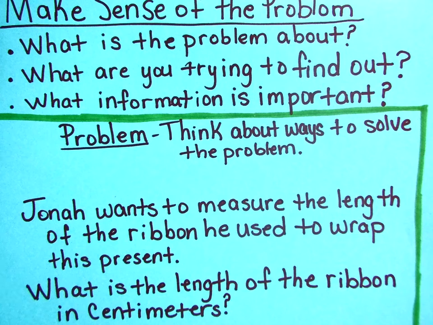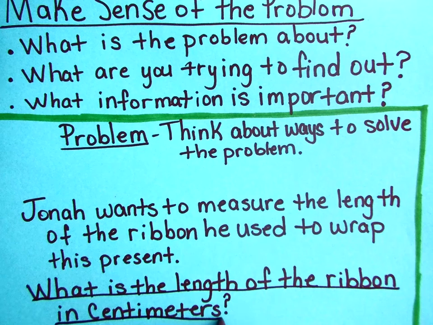Okay? Second, it says, what are you trying to find out? Okay? And we do this a lot. We underline our question. That lets us know what we're trying to find out. And this is a good place. When it ends with a question mark, that's usually telling you what it's wanting to find out. It's wanting to find out the length of the ribbon in centimeters.